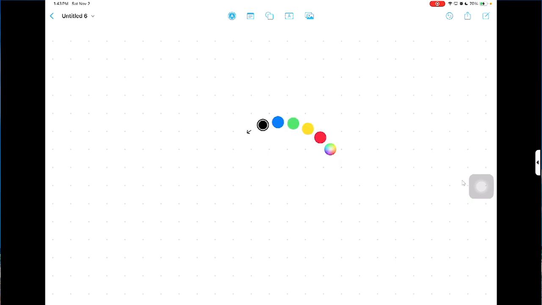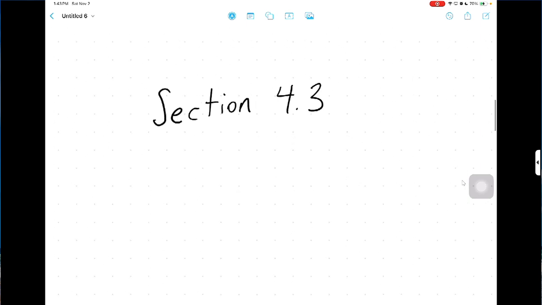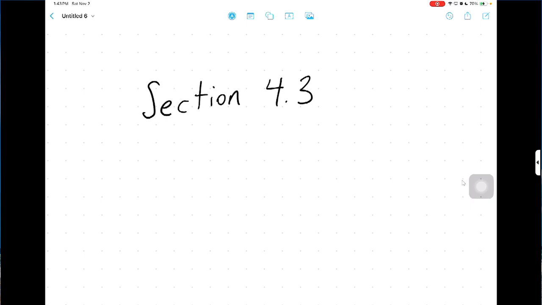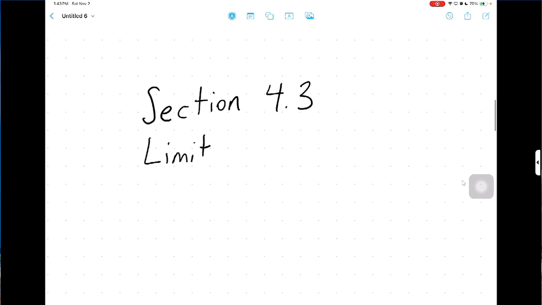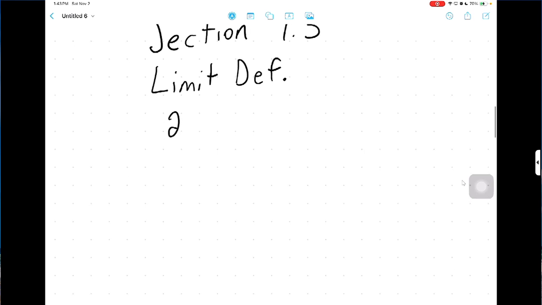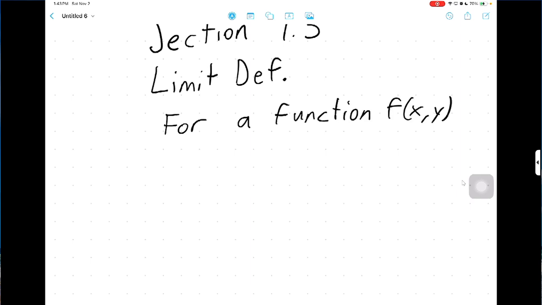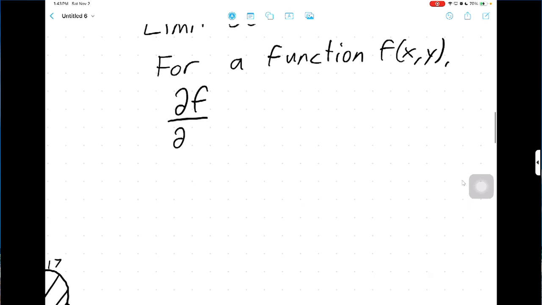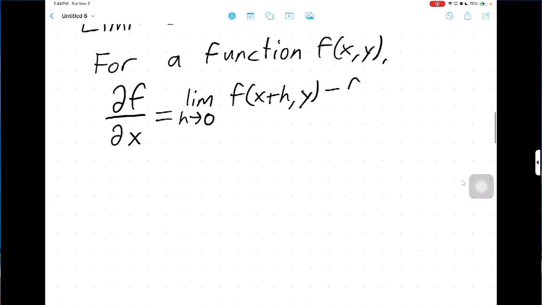All right. Section 4.3. This was about partial derivatives. Know and have a conceptual understanding of the limit definition of partial derivatives. So the limit definition for a partial derivative goes as follows. For a function f of xy, the partial derivative of f with respect to x is the limit as h goes to 0 of f of x plus h comma y minus f of xy all over h.